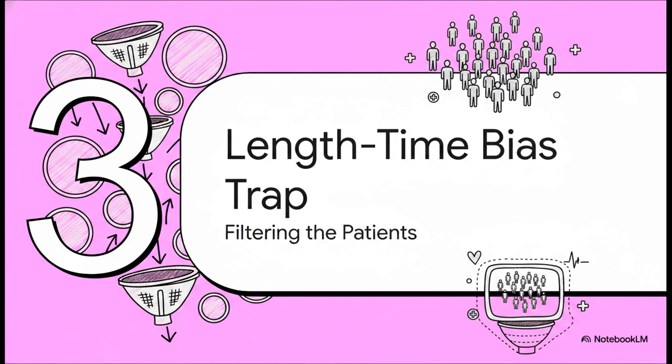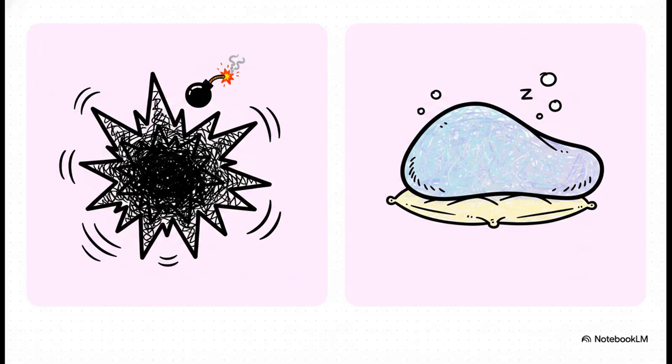Moving right along to part 3, the length time bias trap. A totally separate systematic distortion occurs because of how tumors naturally grow. Within any population, a single disease can exhibit wildly variable biological behavior. You've got rapidly growing, highly aggressive tumors that have a very short asymptomatic phase. They quickly cause severe symptoms that force patients to seek urgent medical attention completely outside of routine screening intervals.